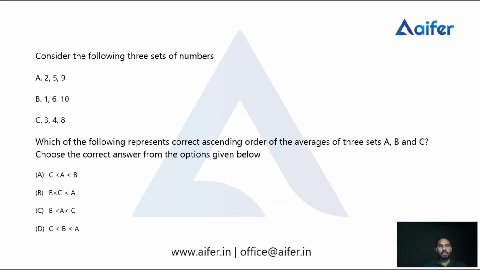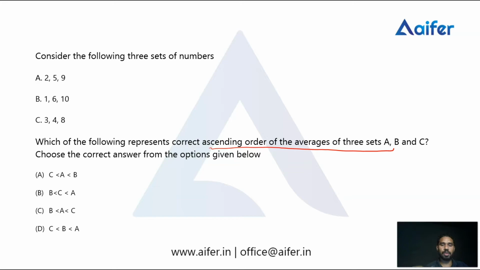Next, consider the following three sets of numbers: A is 2, 5, 9, B is 1, 6, 10, C is 3, 4, 8. Which of the following represents the correct ascending order of the average of the three sets A, B, C? Choose the correct answer from the options given below. So here we are given three sets with three numbers each. So we need to write them in ascending order of average, that is, increasing order of average. So we need to find the average of sets A, B, C.